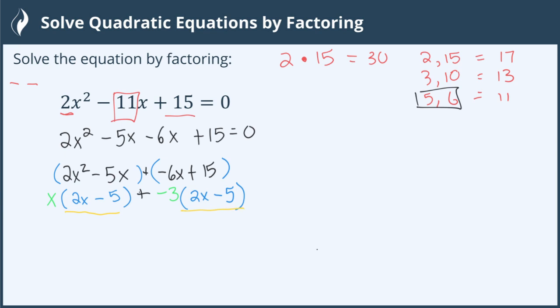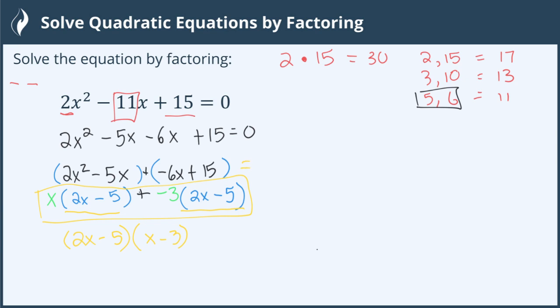That was one of our goals, is what we wanted to try and do. So what I'm going to do is factor that out of this whole grouping here. I'm going to factor that out. So I'm going to say factor 2x minus 5. And when I do that, I'm left with x minus 3.